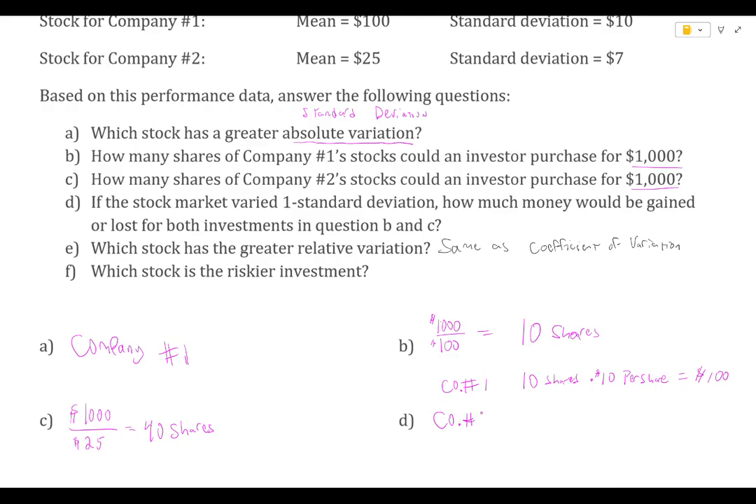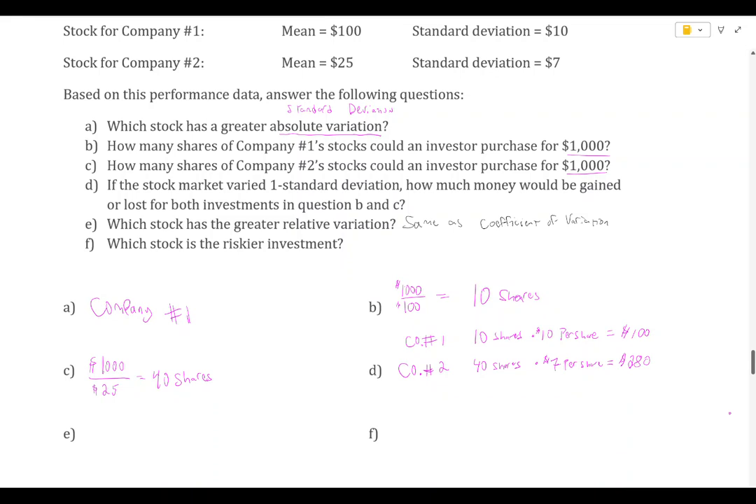For company number 2, we have 40 shares with a standard deviation of $7 per share. So we would have a total of $280 if the stock market went up 1 standard deviation. The investor would have earned $280. If the stock market went down 1 standard deviation, the investor would have lost $280.